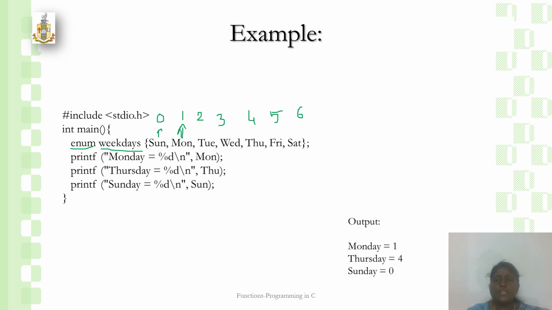So you are giving user-defined names to the integral constants. Here in this enum type for weekdays, Sunday is the user-defined name which is holding the integral constant 0. Whatever variables you specify inside the curly braces, the first variable will always hold the value 0. So these are the user-defined names given to the integral constants.